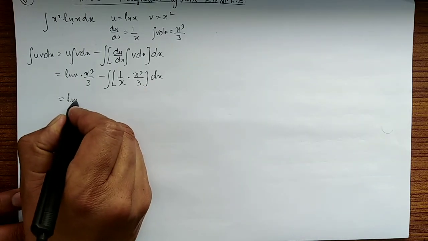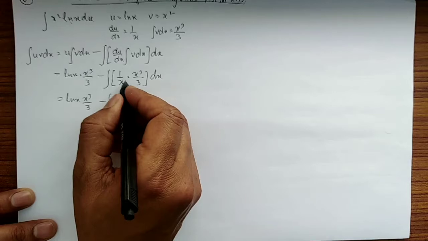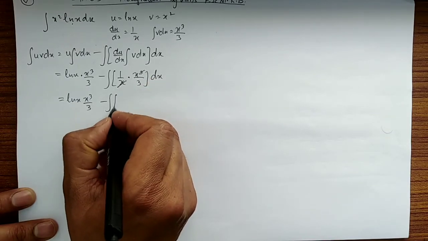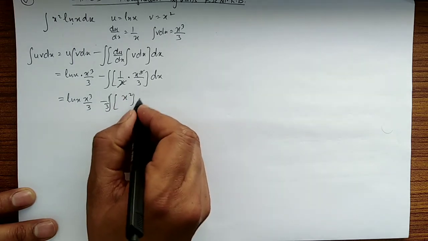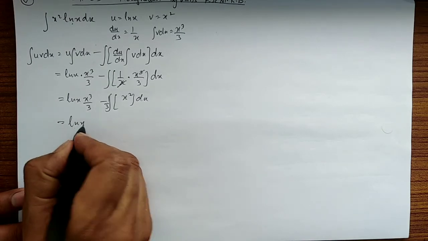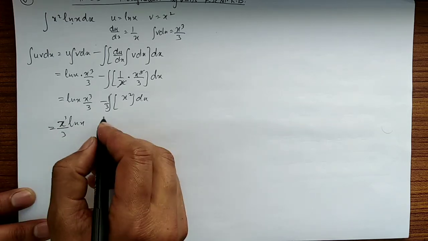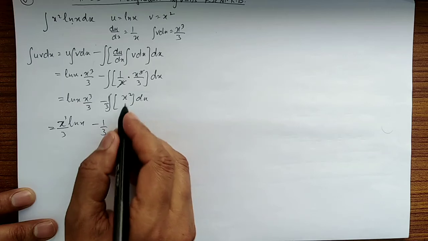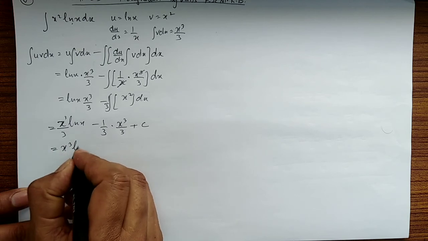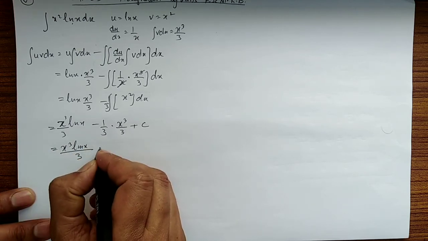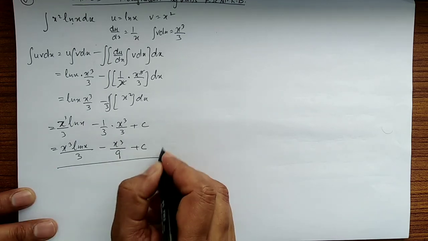dx. That is ln x times x cube upon 3 minus the integral of, this x cancels out here, and that gives x square, and take this 1 upon 3 outside here, dx. Writing ln x, x cube on this side, minus 1 upon 3 integral of x square, that is x cube upon 3, plus c: x cube ln x upon 3 minus x cube upon 9 plus c. This is the final answer.